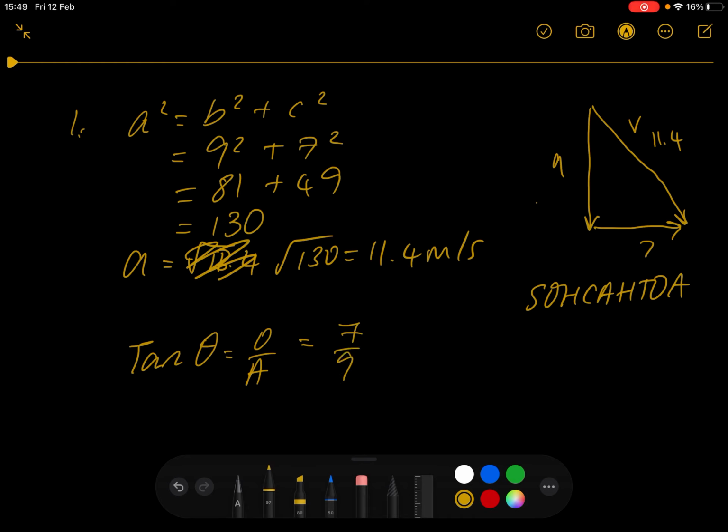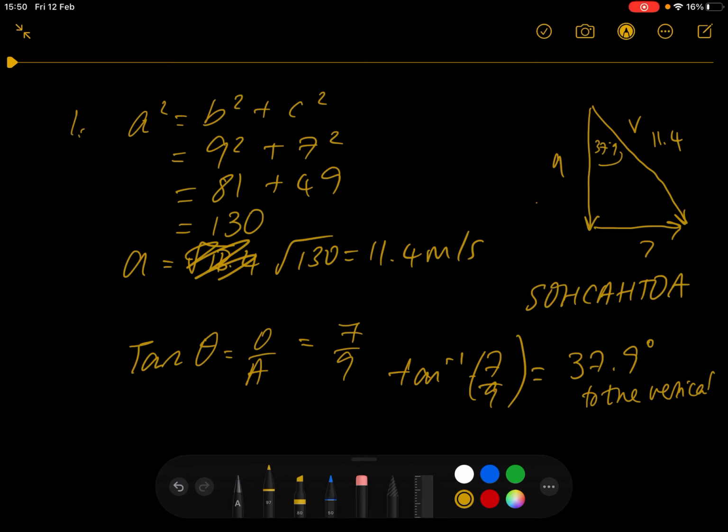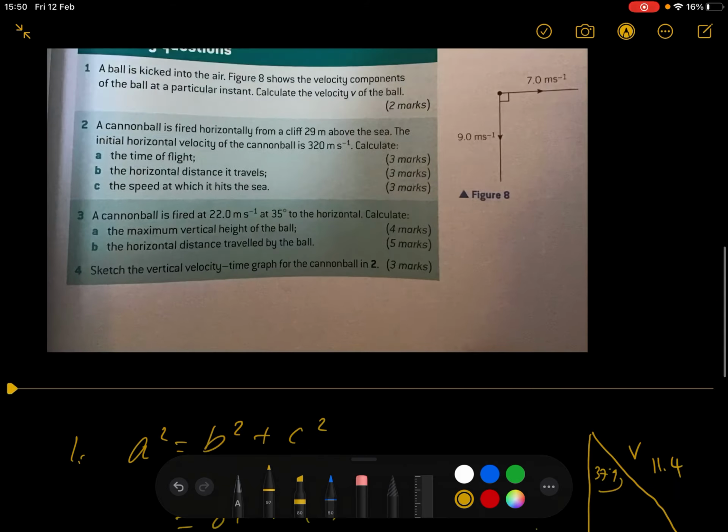Tan minus 1 of that. What are we coming out with? 37.9 degrees. So that is 37.9. Bish bash bosh. And you should probably say to the vertical because that's what we're working out. Lovely. Right, so that's question number 1.